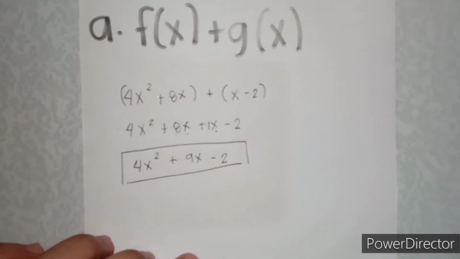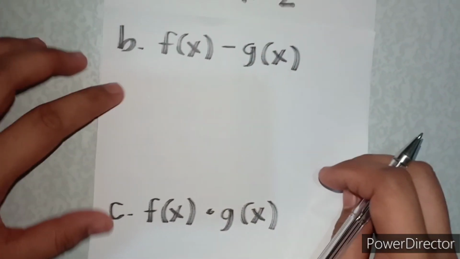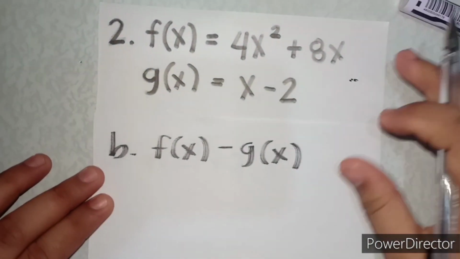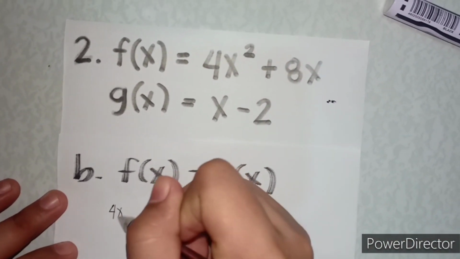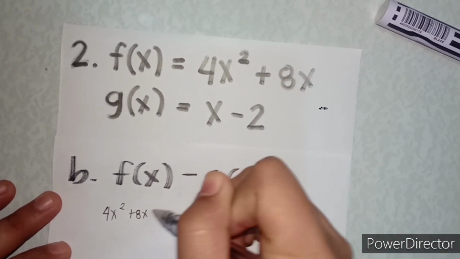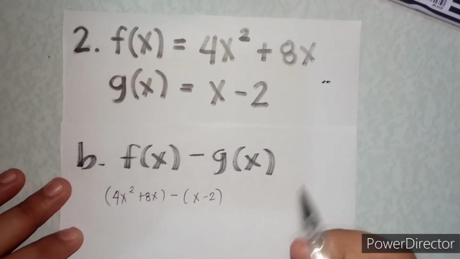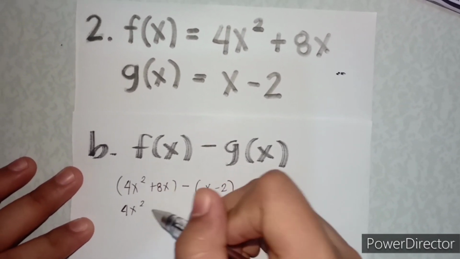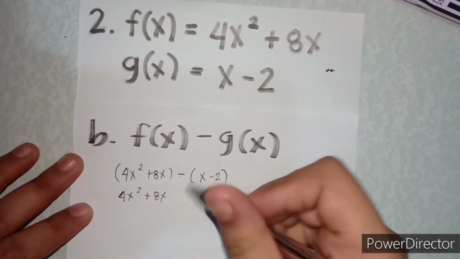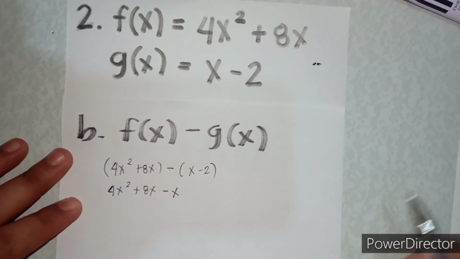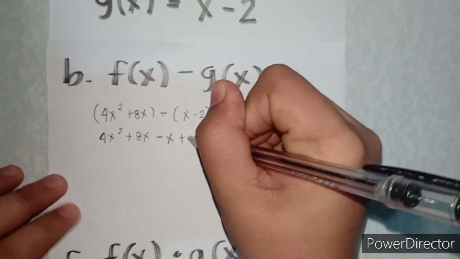That is for addition. Next, let's have our subtraction. Ayan. For subtraction, same equation at same functions ang gagamitin natin. So, we have 4x squared plus 8x minus x minus 2. Simplify, copy mo yan, plus 8x. Next, negative times positive is equal to negative. Basta negative minus, magpapalit lahat ng sign. Negative times negative, positive, magiging plus 2.